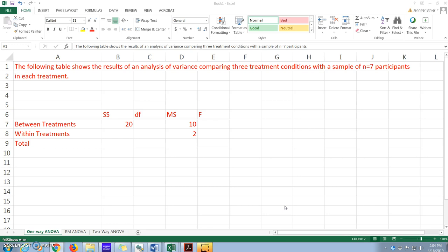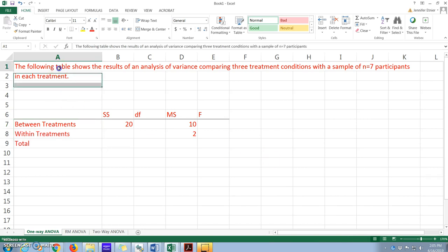So I'd like to walk you through 3 different versions right now, and hopefully this will be of help to you. This first one that you see on the screen is for a one-way analysis of variance. I know it's one-way analysis of variance from the source table because you can see here I only have the between treatments and within treatments as possible sources of the variance.